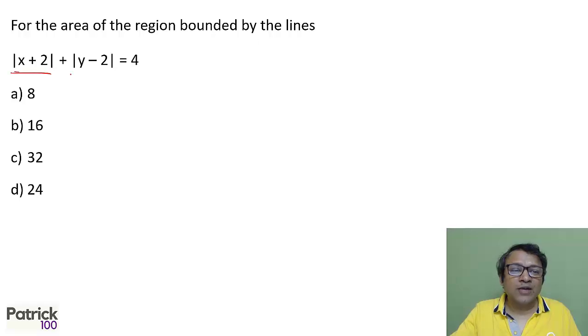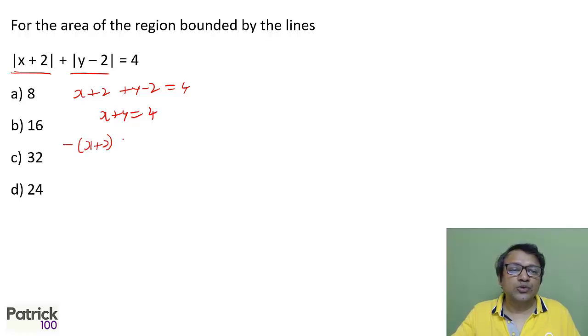When you open the mod sign, it can be either positive or negative. Let's say both are positive. If both are positive, you get x plus 2 plus y minus 2 equal to 4, which becomes x plus y equal to 4. Suppose both are negative, then you get minus x plus 2 minus y minus 2 equal to 4. The plus 2 minus 2 gets cancelled anyway, so minus x minus y equal to 4. So x plus y is minus 4. If you notice, these two are parallel lines.